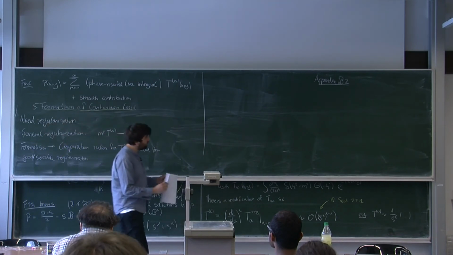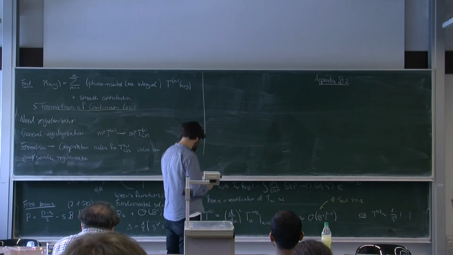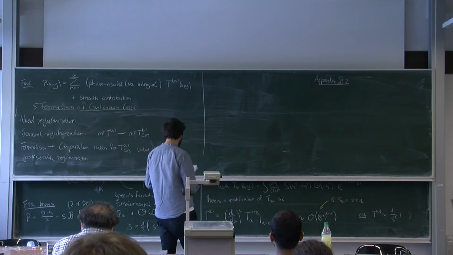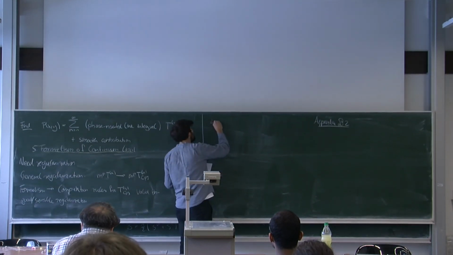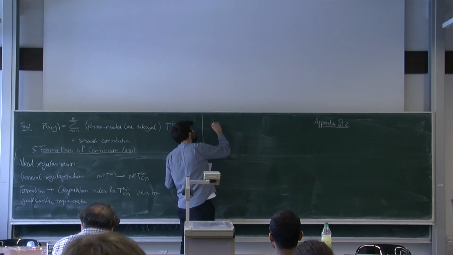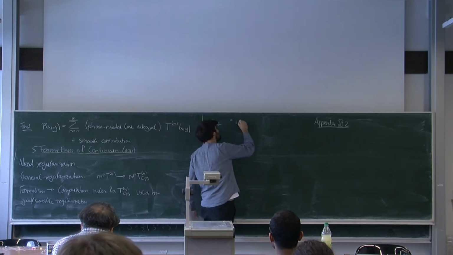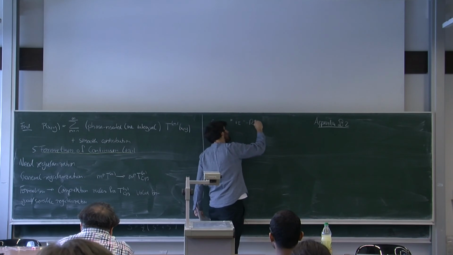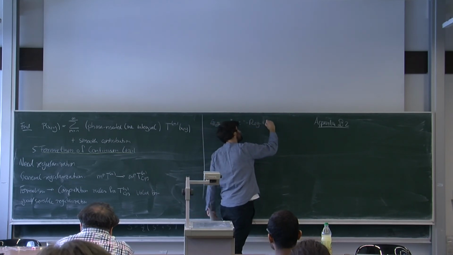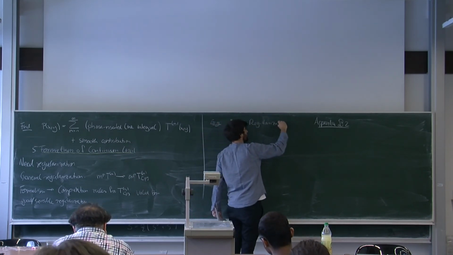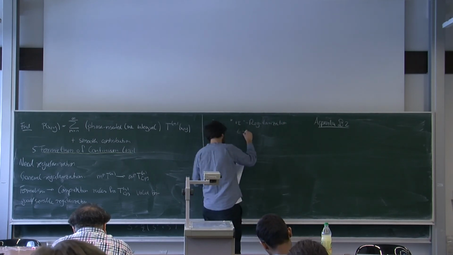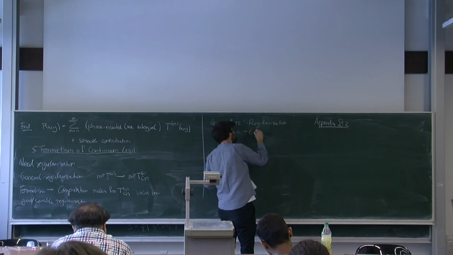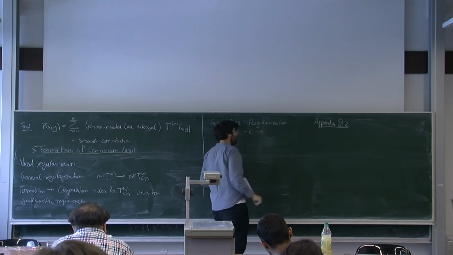And maybe just to give you one example. There's something which is called the i epsilon regularization, which just amounts to replacing the t in the fermionic projector by t minus i epsilon.